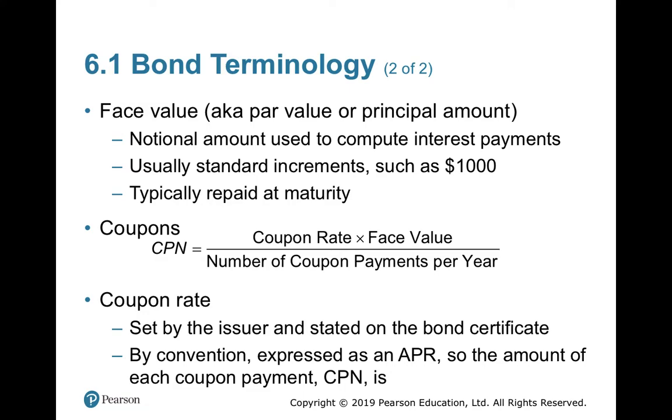By convention, it is expressed as an annual percentage rate. So the amount of each coupon payment is based on the annual percentage rate. It might be paid semi-annually, it might be paid quarterly. We have seen in the example before, 10%. It will not be said 5% semi-annually. It will be written annually what is the rate of coupon, 10% annually. Now if it is semi-annually, it will be divided by 2. If it is quarterly, divided by 4. If it is monthly, divided by 12. But the coupon will be mentioned as an annual percentage rate.